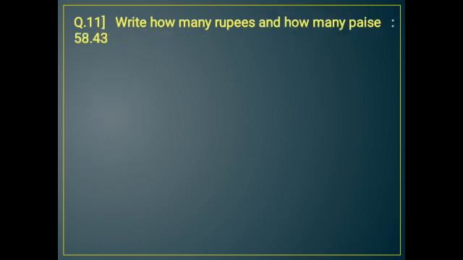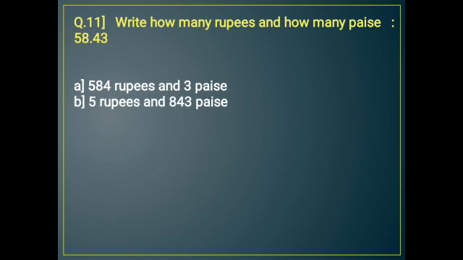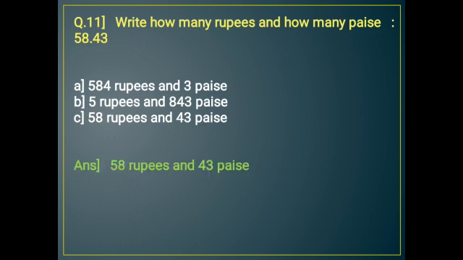Next we will move on to our 11th sum. Write how many rupees and how many paise. So 58.43. So options are 584 rupees and 3 paise, 5 rupees and 843 paise, or 58 rupees and 43 paise. So as you can see the decimal point, before decimal point it is rupees and after decimal point it is paise. So our option C is correct, 58 rupees and 43 paise.